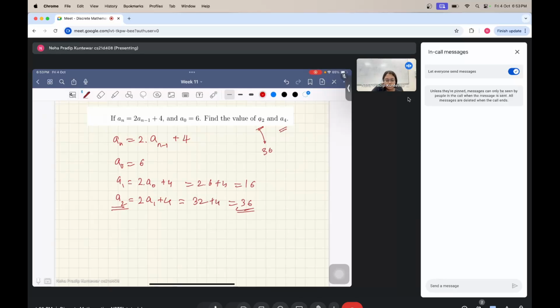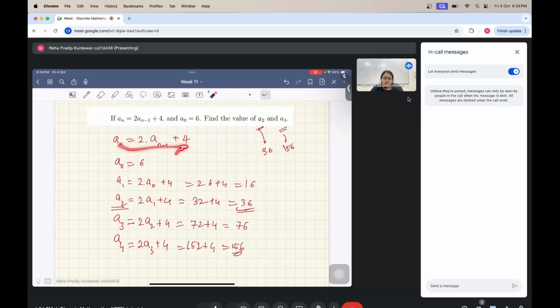Now I want to find a_4. I'll first find a_3, which is 2 times a_2 plus 4, which is 72 plus 4, which is 76. And a_4 is 2 times a_3 plus 4, which is 152 plus 4, which is 156. So the answer for a_4 is 156. This is a perfectly fine way of solving the recurrence relation, where you did the obvious thing: use the previous value, double it and add 4.